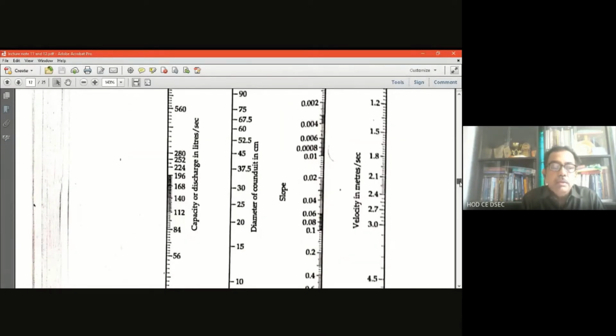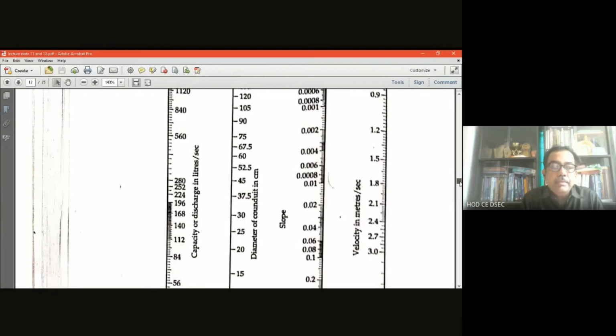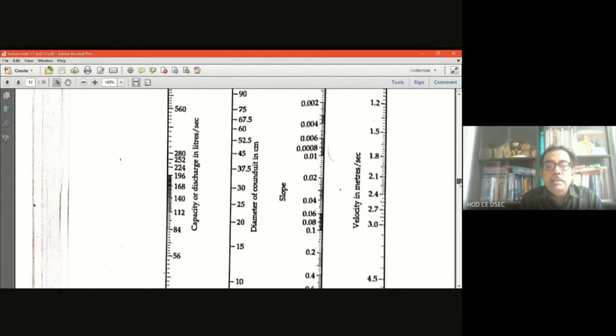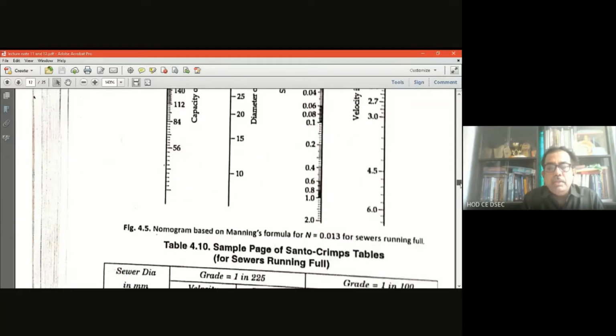The leftmost scale gives the discharge, that is Q in liters per second. The second one is the diameter of the conduit in centimeters. In the nomogram chart, the third one is the slope, that is S. And the last one, the rightmost, you are observing the velocity in meters per second. So these are the nomograms, as far as your syllabus is concerned, based on Manning's formula.